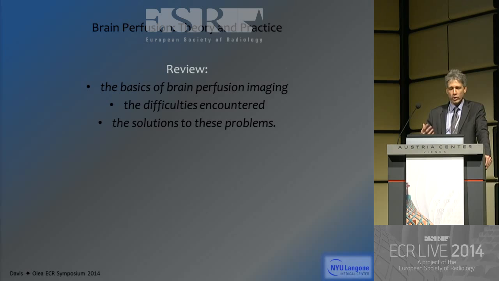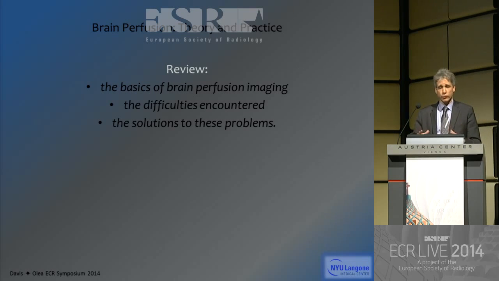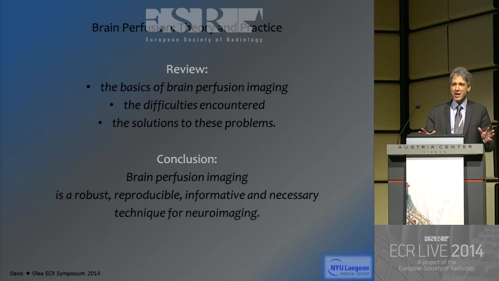So in order to address these, in order to understand these basic components, we need to go back to the beginning. We're going to review the basics of brain perfusion imaging. We're going to look at the difficulties. And most importantly, we're going to look at some solutions to these problems. I'm hoping, not to spoil the lecture, but at the end, that you believe that brain perfusion imaging is a robust, a reproducible, an informative, and a necessary technique for neuroimaging.